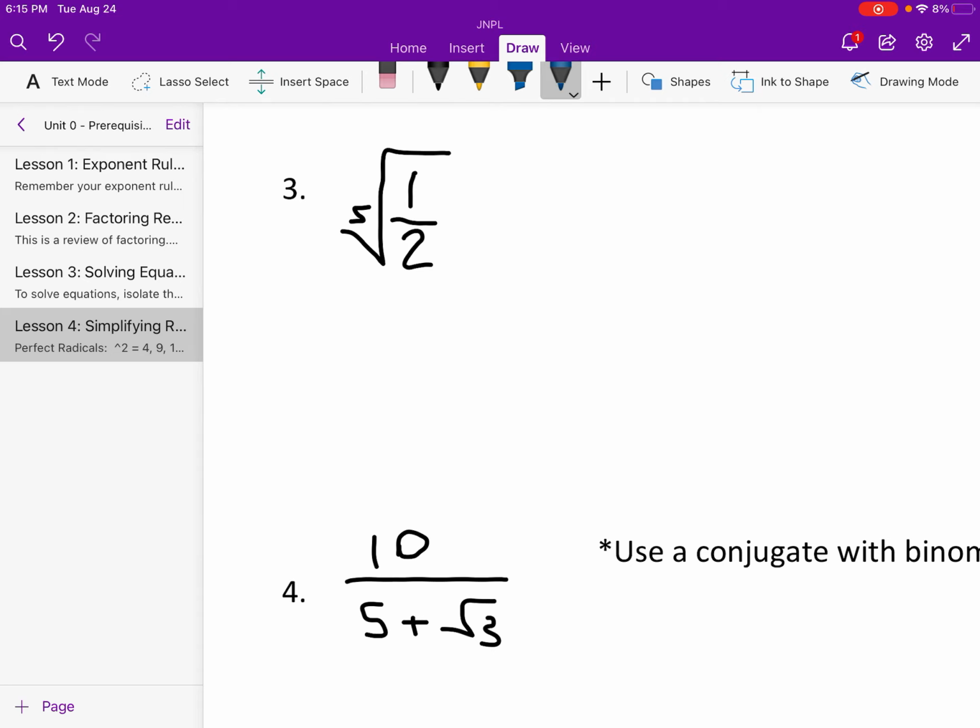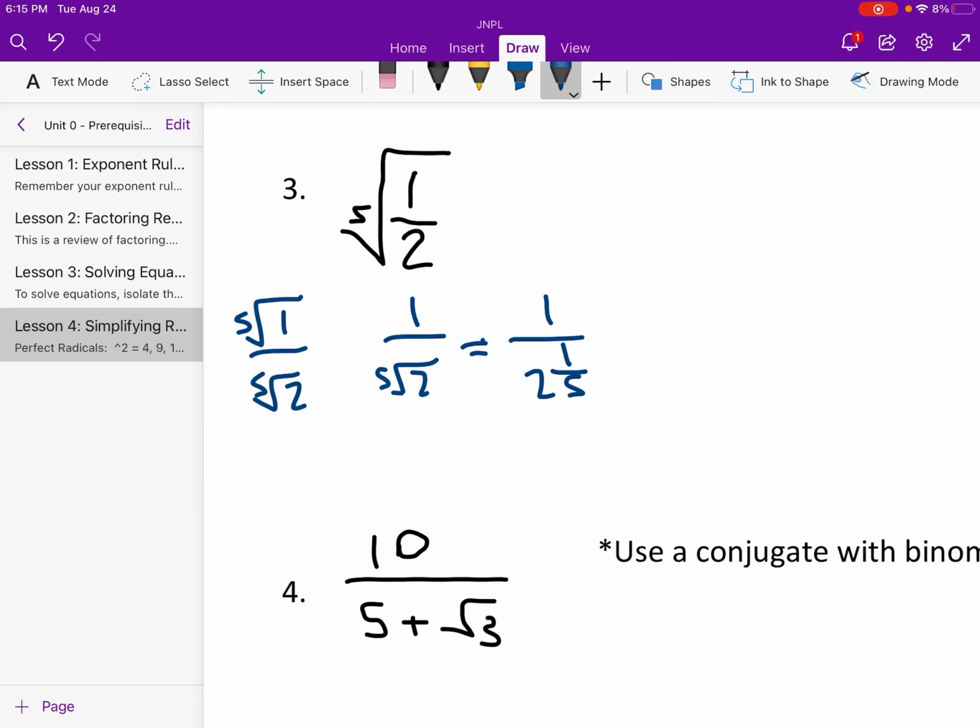Alright, here it's easier to just change this to the 5th root of 1 and then the 5th root of 2. 5th root of 1 is 1. Anything root of 1 is 1. Now, here we have the 5th root of 2. And now it's not as easy to just multiply by some sort of root. So what we should do is change this to exponential form. That would be 2 to the 1/5.